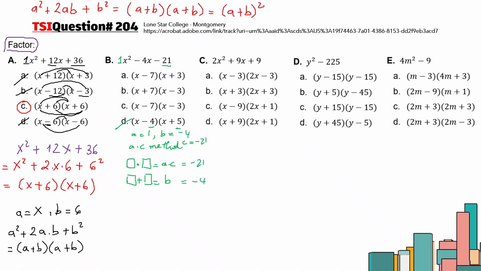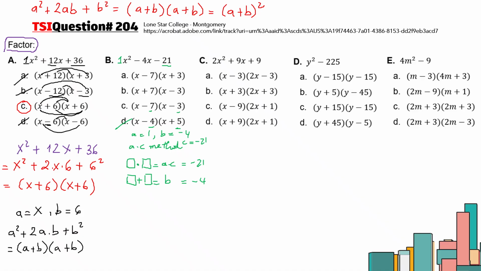So 2 numbers, when you do the multiplication, the product is negative 21. So one of those numbers has to be negative and the other has to be positive. They have to have opposite signs. Okay, so we will have 7 and 3 because that is the option they have right here.